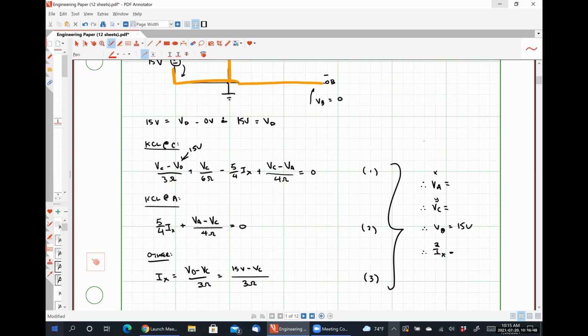In my second equation, my coefficient for VA is +1/4. My coefficient for VC is -1/4. And my coefficient for Ix is +5/4. And my constant term is 0. In my third equation, I'm going to move that VC over 3 ohms to the left so that I will have 0 VA, 1/3 VC, 1 Ix, and that will be equal to 15/3.